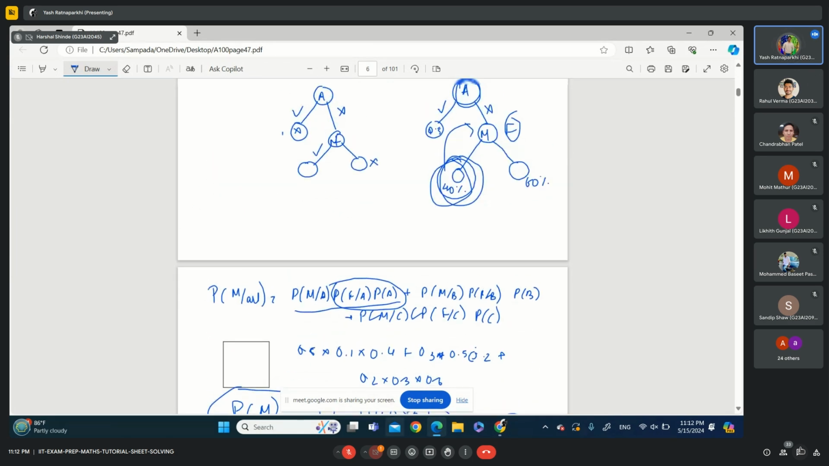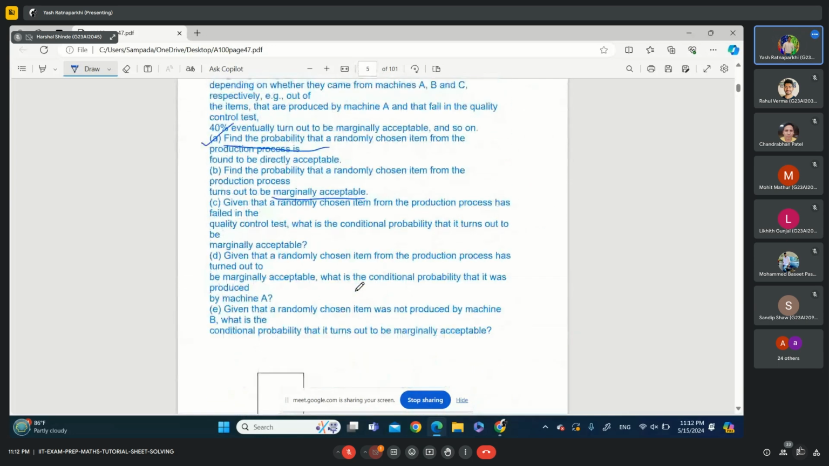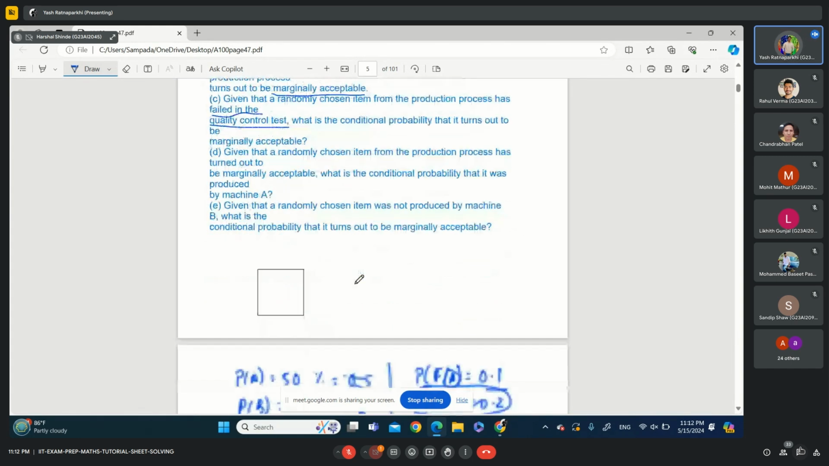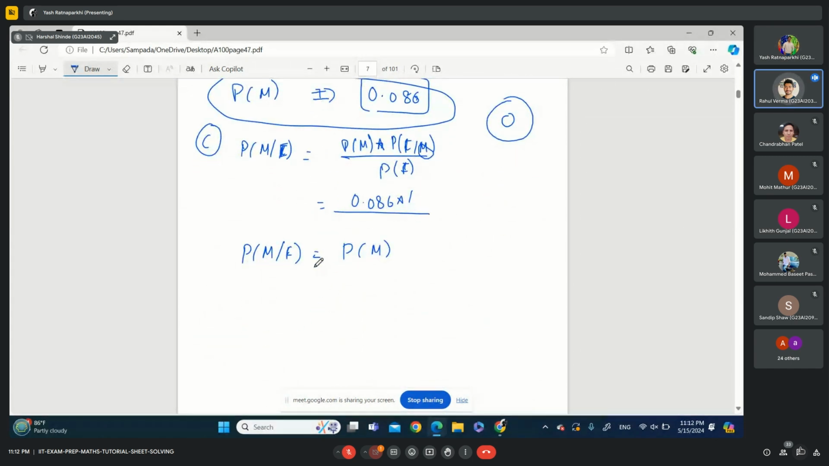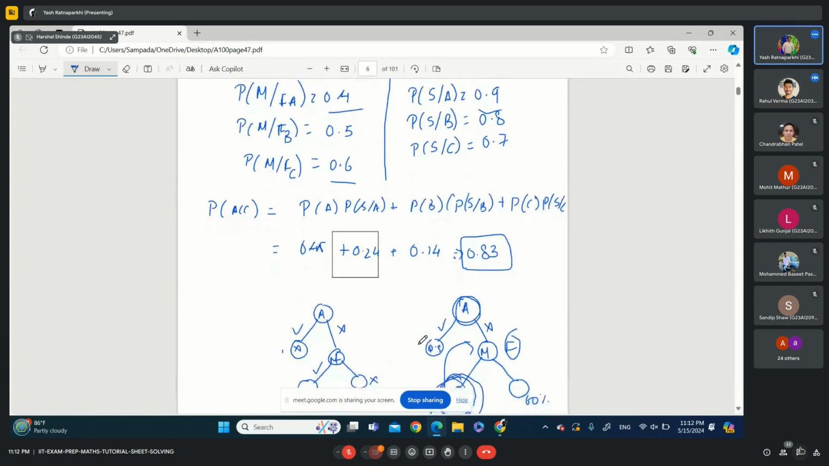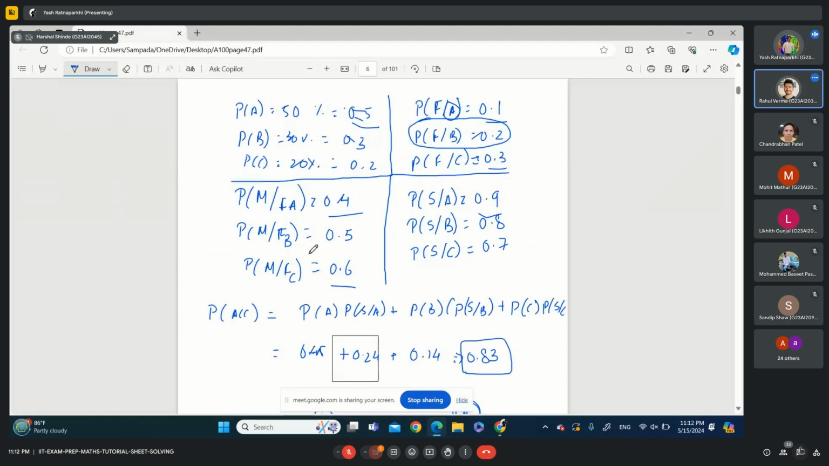So if you see the question here, it is saying that given that a randomly chosen item from the production has failed, that means it is given that it is failed, what is the conditional probability that it comes to be marginal acceptance? That means this is not directly given in the question, like 40%, 50%, 60%? No, it's not given directly. Actually, it is given, but it is given with respect to a particular entity. It is given with respect to A.